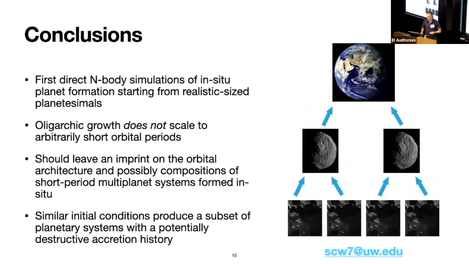Okay, so I'm just about out of time, so I'll leave my conclusion slides up. The really important thing here is, again, we ran these direct n-body simulations, taking planetesimals all the way to the fully formed terrestrial planet phase. And this oligarchic growth process doesn't scale to arbitrarily short orbital periods, and it leaves this boundary in the distribution of embryos that form. This may leave some sort of imprint on the final orbital architectures. And it looks like some subset of these systems might have a potentially destructive accretion history that removes a lot of the solid material. So my email is down here in the bottom right if any of you want to contact me, and I'll be happy to take questions.